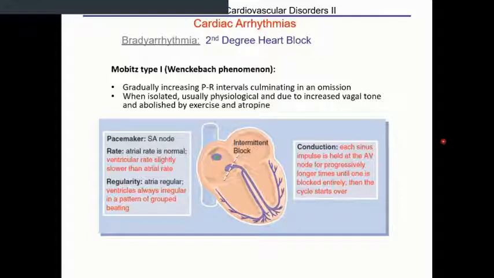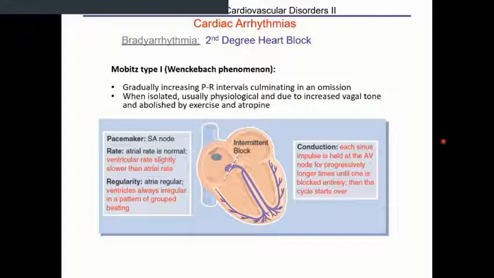This gradually increasing PR interval culminates in an omission. So there is a skipping that happens. When isolated, this is usually physiologic and due to increased vagal tone, and can be abolished by exercise or atropine. So still your pacemaker is your SA node.